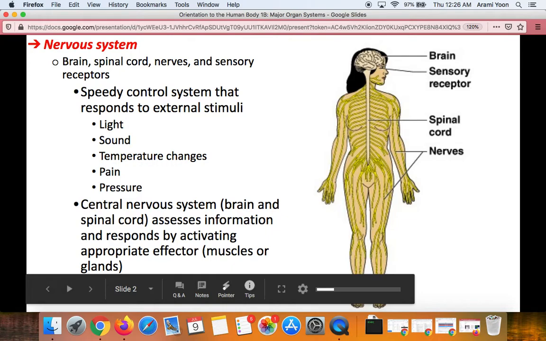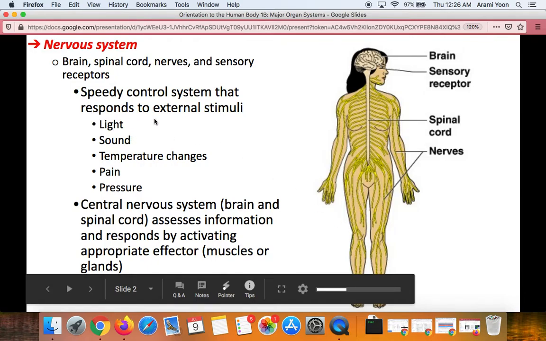So the nervous system is made of the brain, the spinal cord, and the nerves, and the sensory receptors. So that would be the anatomy of the nervous system, which you can see here. Here's the gross anatomy: brain, spinal cord, and then all of the nerves that go out to the face, the arms, the torso, the legs, and so on.